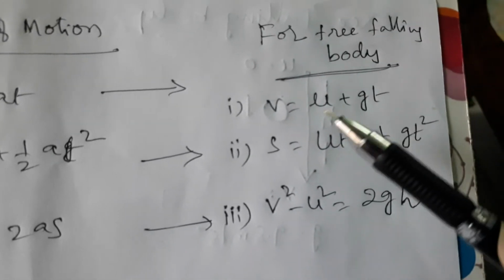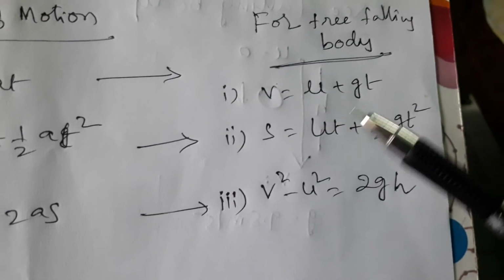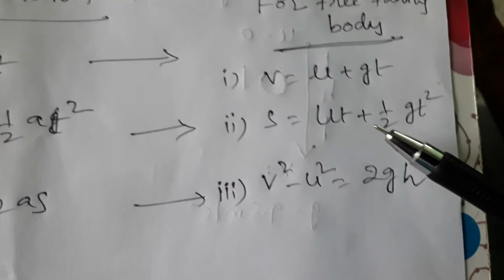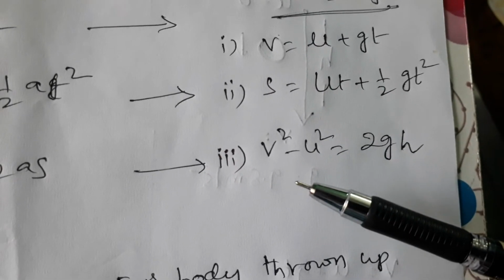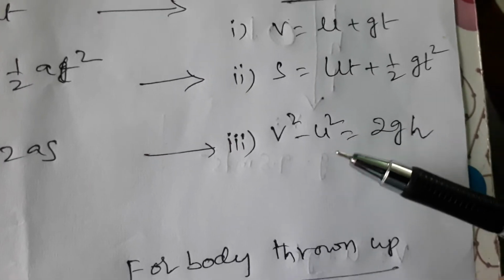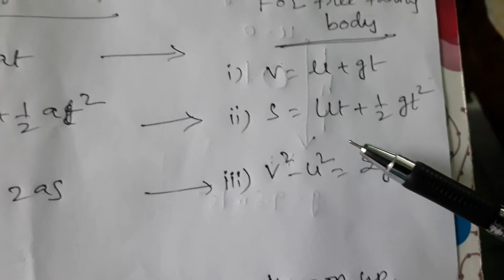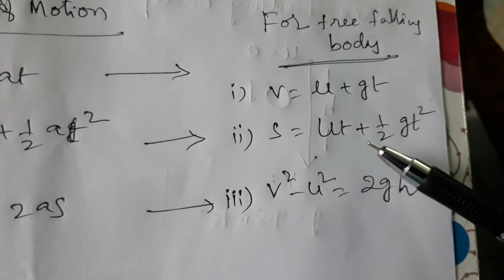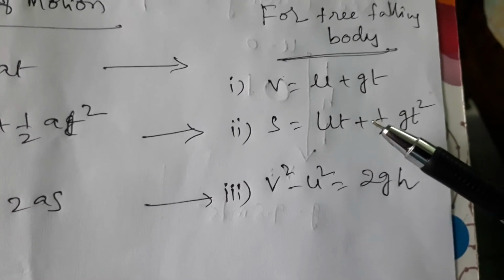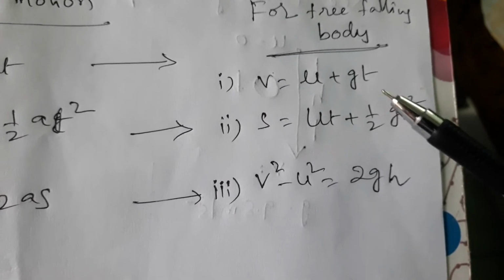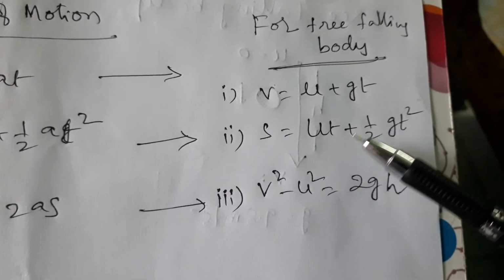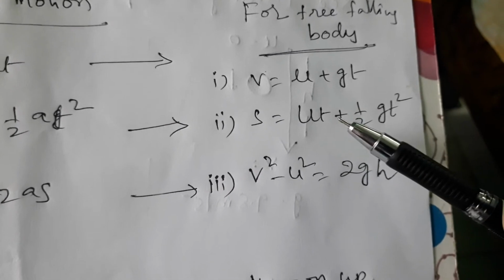Now first equation, V is equal to U plus GT, and second equation, S is equal to UT plus half of GT square. Third equation, V square minus U square is equal to 2GH. Here just the equations of motion are replaced with G because of acceleration due to gravity. So that is why G is replaced in the place of A. These are the three equations of motion for a free falling body.